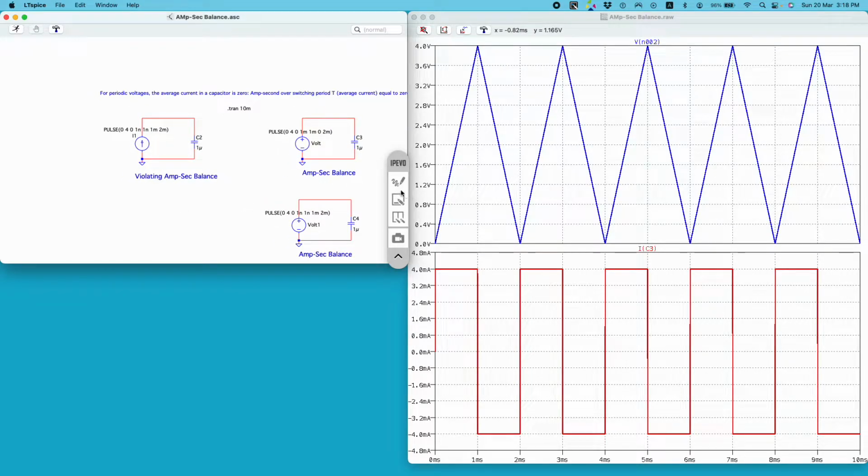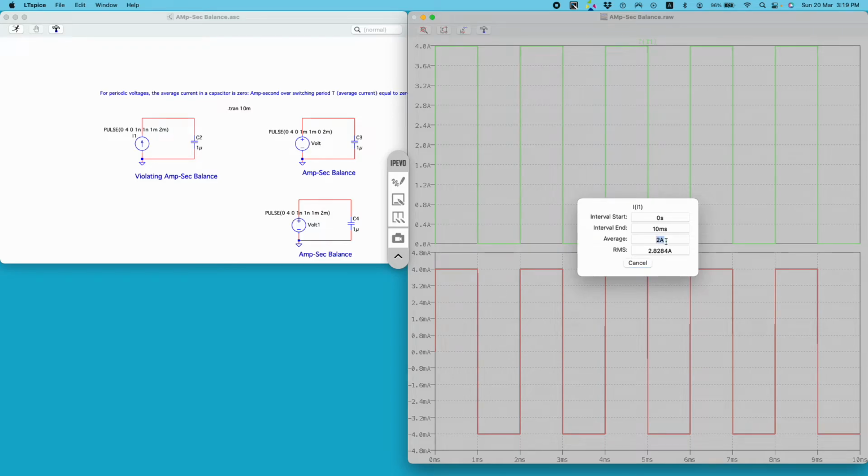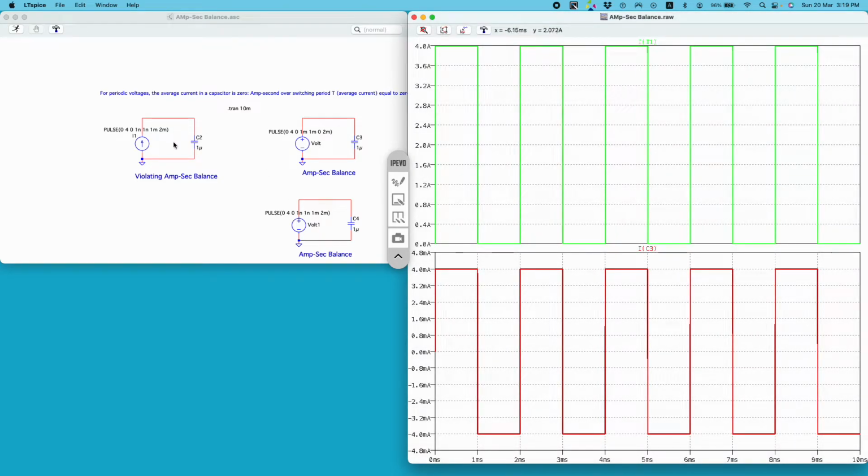To illustrate that, I have created this second circuit. In this circuit I will violate the amp-second balance, and to do that I am using this current source to generate a periodic current, and this periodic current has some average value, that is, it has some DC component. So let me plot the waveform. On the top I will plot the current due to this current source. This green trace, you can see it is periodic in nature and it has an average value, or DC component, of 2 amp. So I am allowing a DC current of 2 amp through this capacitor.